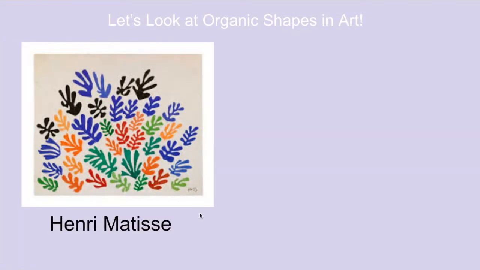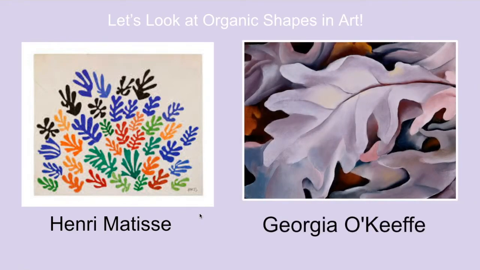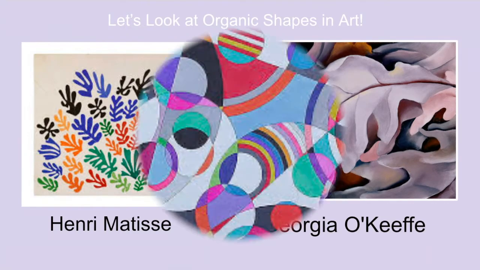So now let's look at organic shapes in art. This one is by Henri Matisse. He used to cut shapes out of paper in weird, blobby, organic shapes. Georgia O'Keeffe drew large paintings of objects like leaves and flowers.